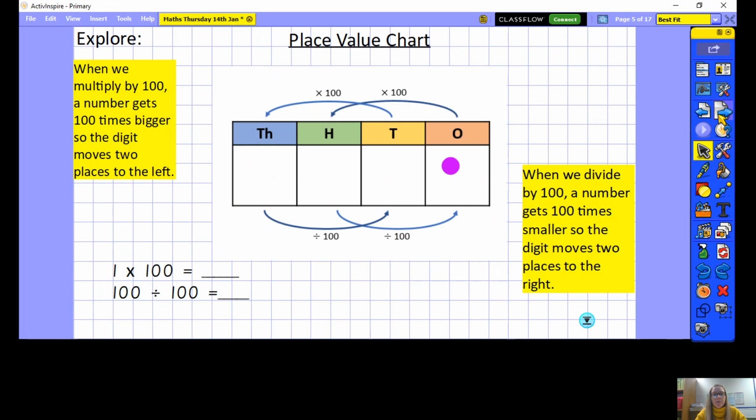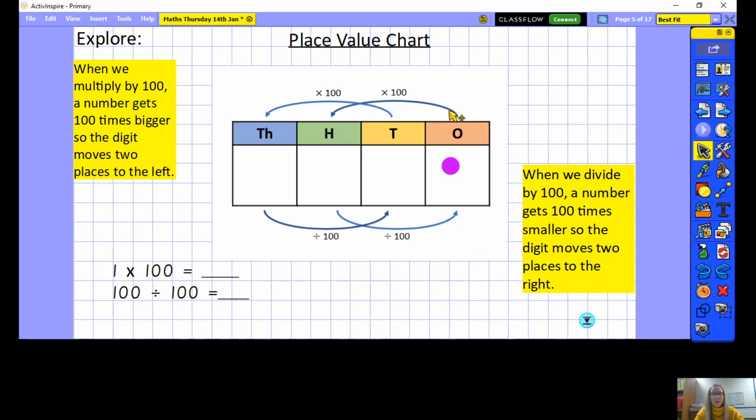Okay, so we can use a place value chart to help us divide by 100, and this is what we used last week to help us multiply by 100 as well. So we learnt last week that when we multiply by 100, a number gets 100 times bigger, so the digit moves 2 places to the left. And this week we are using division. So when we divide by 100, a number gets 100 times smaller, so the digit moves 2 places to the right. So here I'm going to show you what that looks like.